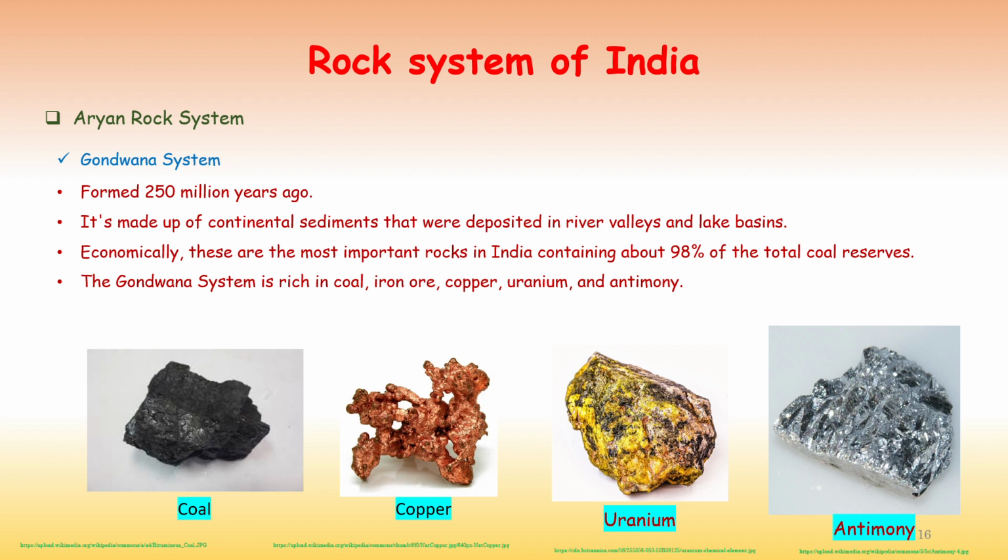Gondwana rock is estimated to have been formed 250 million years ago. It's made up of continental sediments that were deposited in river valleys and lake basins. The Gondwana rock system contains coal, iron ore, copper, uranium and antimony deposits.